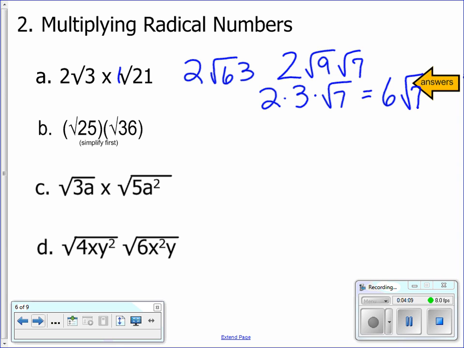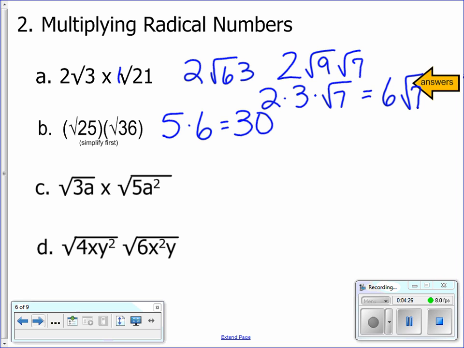In the second one, the square root of 25 is 5. Square root of 36 is 6. So my answer is 30. You could definitely multiply 25 times 36, and whatever that is, it's going to be a perfect square.